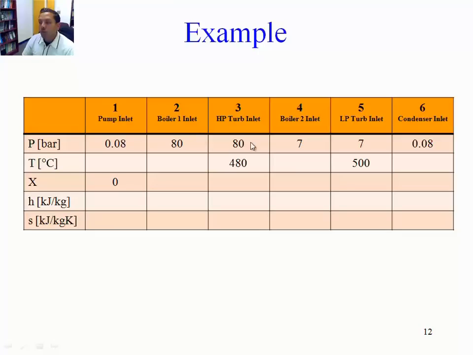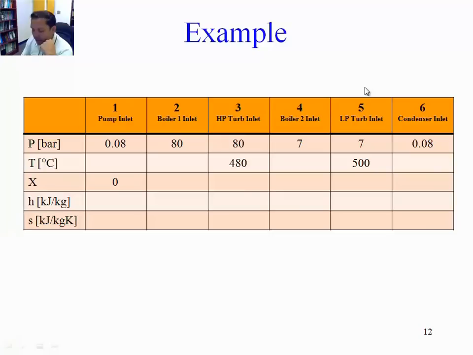It goes into the turbine, the high pressure turbine at 80 bar and 480 Celsius, because that's what comes out of the boiler, and it leaves that turbine at 7 bar. It goes again to the boiler at 7 bar and it comes out at 500 Celsius, and then it comes out of that turbine at 0.08 bar. So the low pressure turbine expands the vapor from 7 bar to 0.08 bar. That's the condenser inlet, and the condenser outlet, which obviously occurs at constant pressure, is saturated liquid. That's why it's called a condenser.